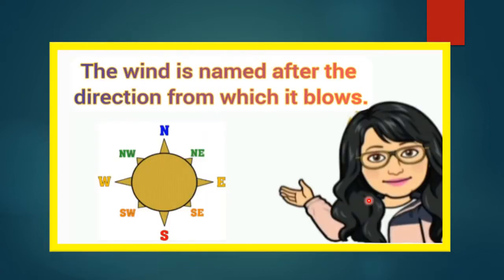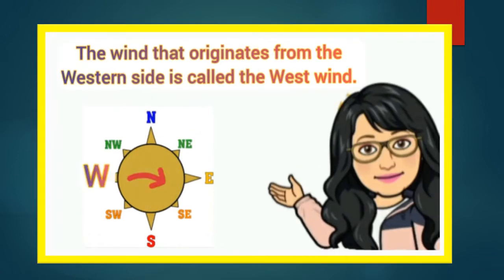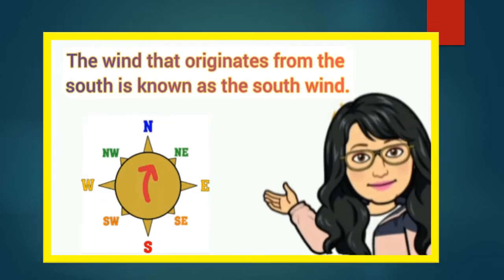The wind is given a name from the direction from which it blows. The wind that originates from the western side is called west wind or westerlies. So if they're blowing from the west, they'll be called westerlies. If they're blowing from the east, they'll be called easterlies. Now the winds that originate from the south are known as south winds. You can see in the diagram, they're originating from the south, they're called south winds. If they originate from the north, they're called north winds.